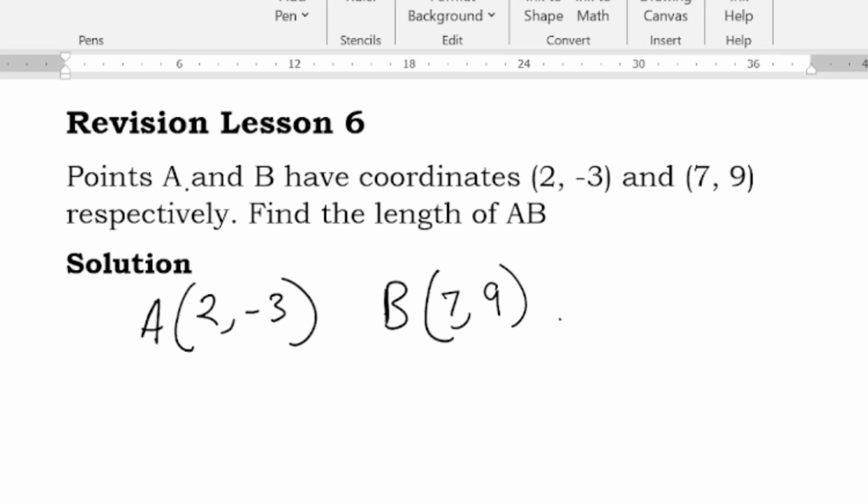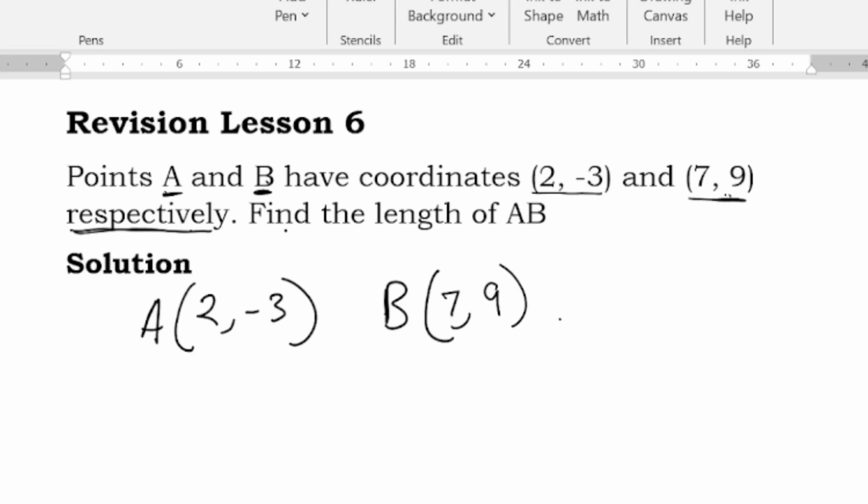Respectively means that when the points are mentioned away from the actual coordinates, to know which one is represented by which, it is this word that follows. So respectively means that A is the first, therefore the first point here belongs to A, and B is the second, therefore the second point belongs to B. And that's what we interpolate.